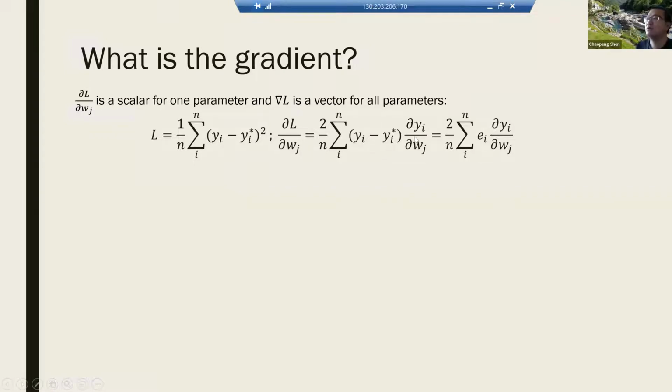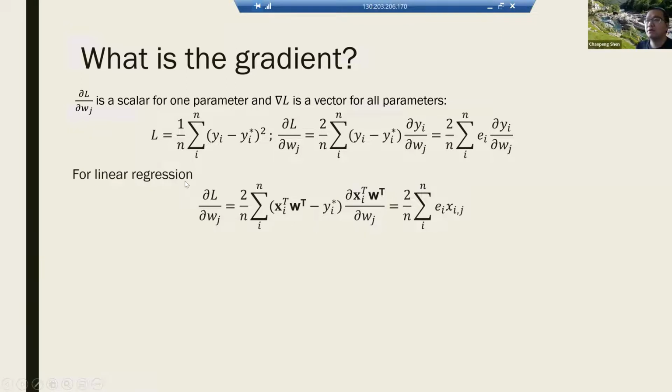It's applicable whether yi has a relationship with wj or not. This formula is correct. Notice this is simply the error, the distance. So we can simplify it as ei multiplied by the gradient of the model with respect to that parameter.